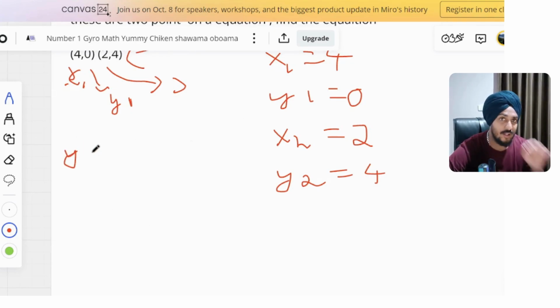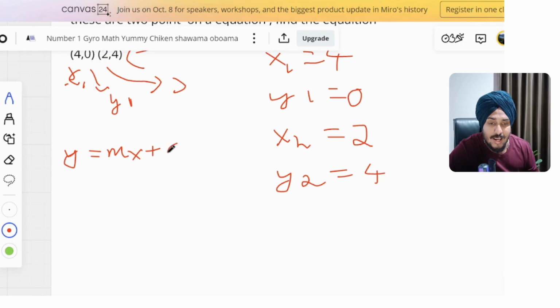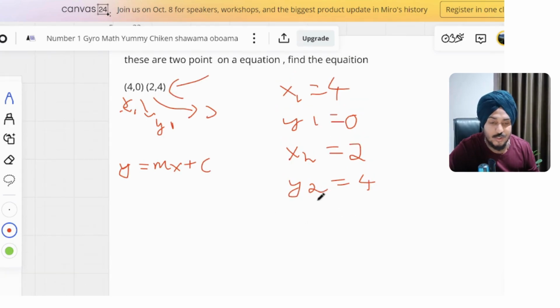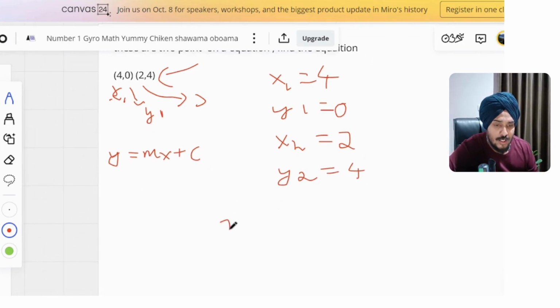Now, first of all, if you want to find out the equation, you know that the general form of the equation is y is equal to mx plus c, or b, whatever they are teaching you at school. That is up to you. C means constant, by the way. Now, you need to find out m.